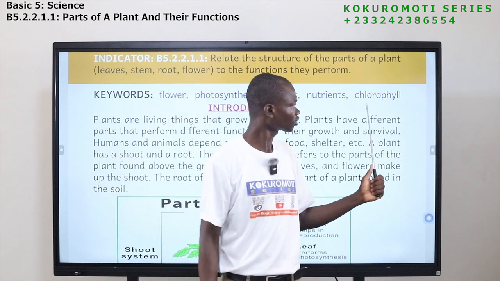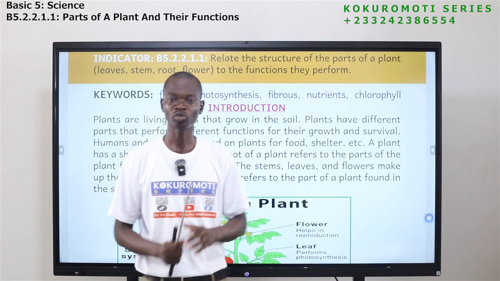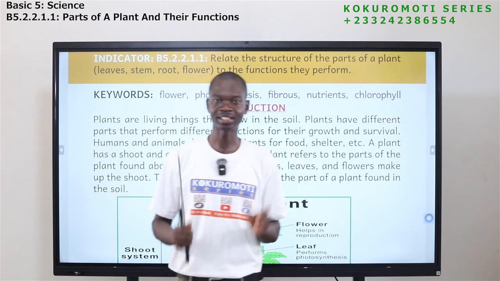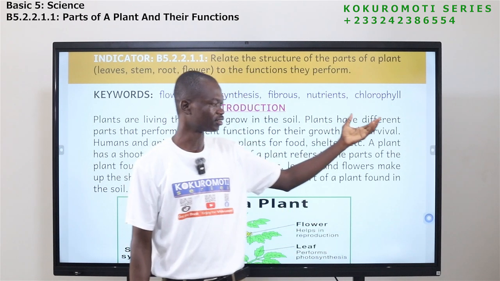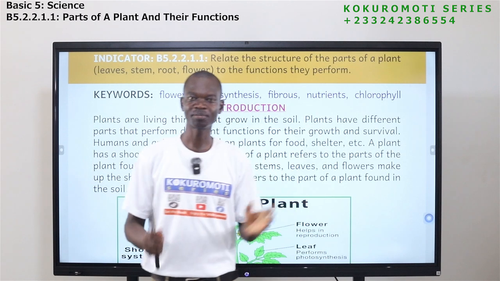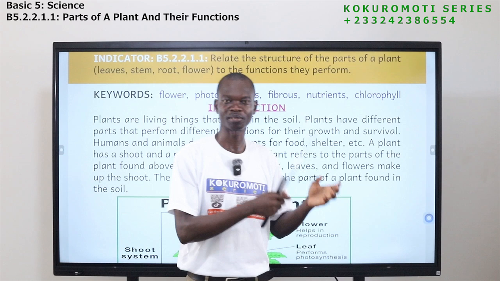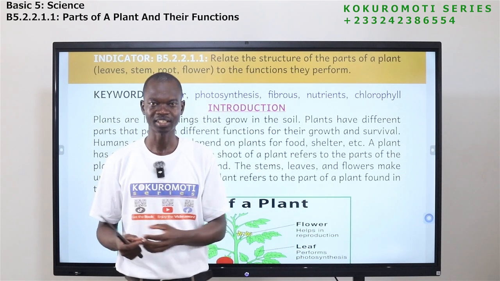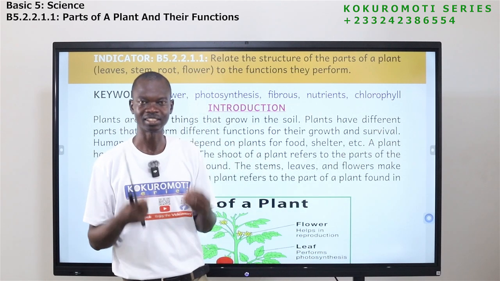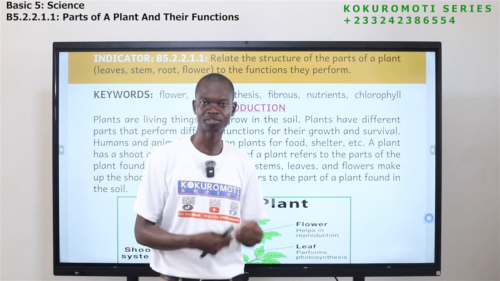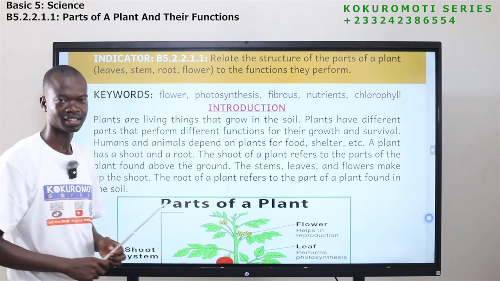We have chlorophyll. Most of the plants, if you look at their leaves, the color is green. Chlorophyll is a green pigment found in leaves. So if you see a plant with green leaves, it tells you that the leaves have what? Chlorophyll. It gives plants their green color. So these are the words that you will find in the text.